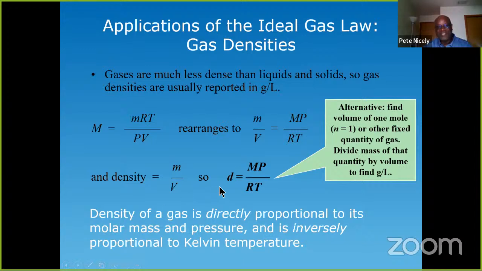For one, the density is directly proportional to the molar mass, right? So what that means is that everything else being equal, the greater the molar mass of a gas, the greater will be its density. We also see that the density is directly proportional to the pressure, right? So the greater the pressure, the greater the density of the gas. And we can see that the density is inversely proportional to the temperature, right? In other words, the higher the temperature of the gas, the lower will be the density of the gas, all right? So those are just some relationships that one can observe based on this equation right here.